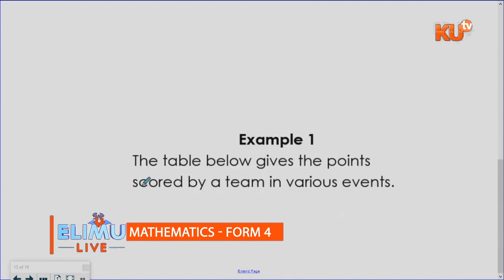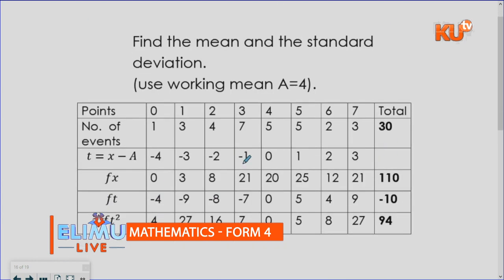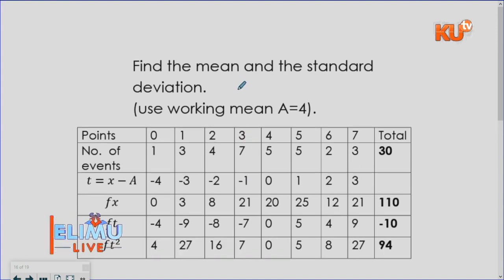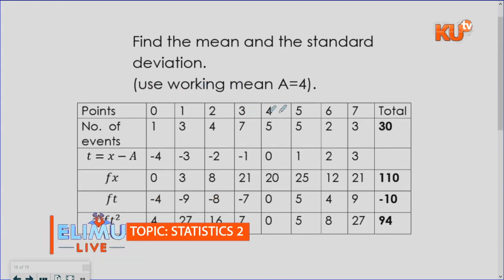Let's try an example. The table below gives the points scored by a team in various events. Quickly look at that table here. Find the mean and the standard deviation. You've been told to use a working mean of A equals 4. This is the assumed mean, A equals 4. So we have the points 0 to 7, then the number of events 1, 2. This number of events is our frequency. Then these points are our X.